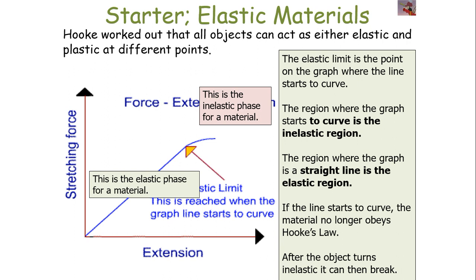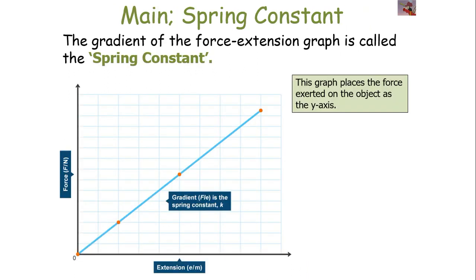So if it's a straight line through the origin, that's the elastic phase for a material, where it starts to curve, that's your limit of proportionality, and then after it starts to curve, you've got your inelastic phase, which will eventually lead to your object breaking. Now remember, we said that if the line starts to curve, it's no longer directly proportional, so the material no longer obeys Hooke's law. Now, as well as looking at whether an object's elastic or inelastic, we can use the gradient of a force extension graph to work out a term of a material called the spring constant.